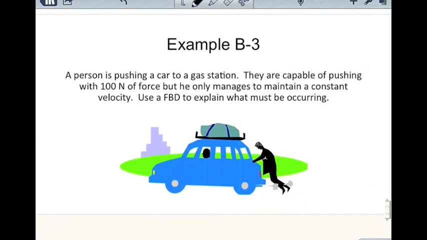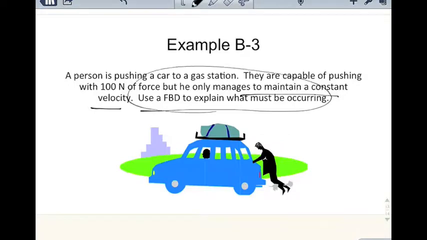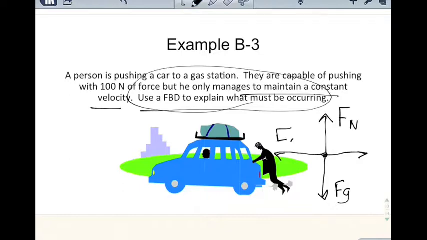On this one it says a person is capable of pushing a car to a gas station. They're capable of pushing with a force of 100 newtons, but only manage to maintain a constant velocity. Use a free body diagram to explain what must be occurring. I'll go ahead and draw it, and you should be able to justify what this is as the answer. So we have a gravitational force, a normal force, an applied force, and a frictional force. And we can say the applied force equals the frictional force, and the normal force is equal to the gravitational force.